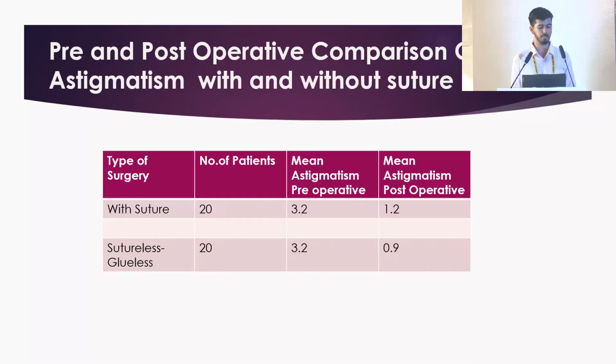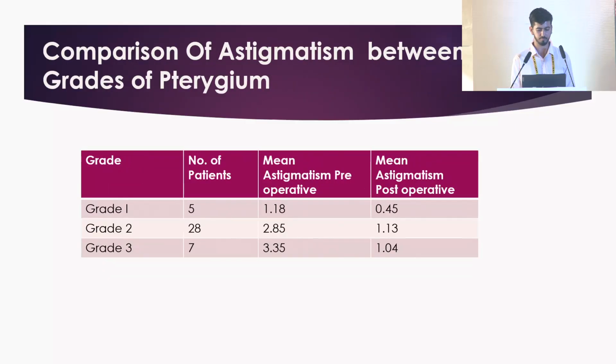This chart shows the comparison of astigmatism with and without suture. In the suture group, pre-operative mean astigmatism was 3.2, which gradually reduces post-operatively to 1.2. And in the sutureless group, mean astigmatism pre-operatively was 3.2, which was reduced to 0.9. Most of the patients with grade 3 pterygium have maximum astigmatism.